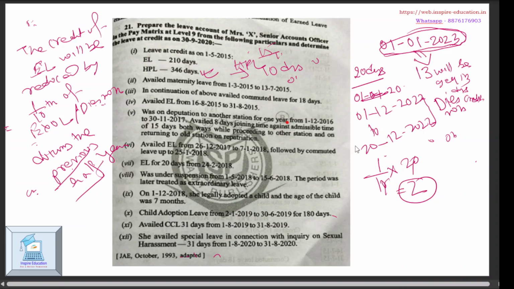In case of EOL, it will affect only EL. Dies non will affect both HPL and EL. In case of dies non, 1/18 of the number of dies non days will be reduced.